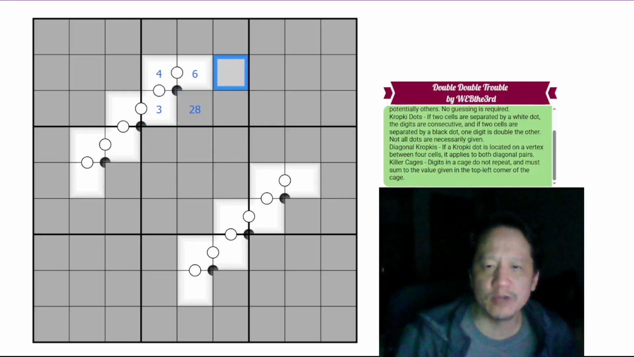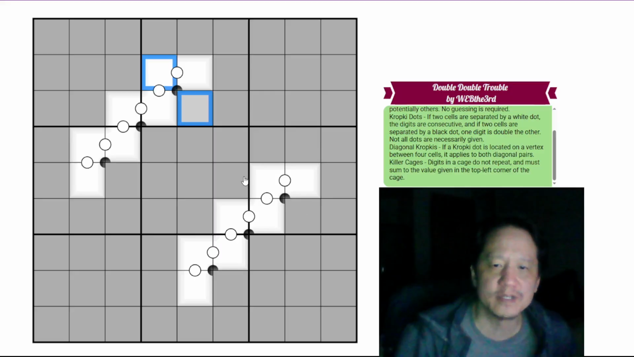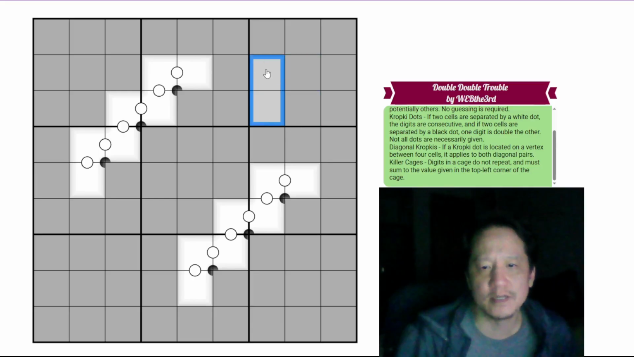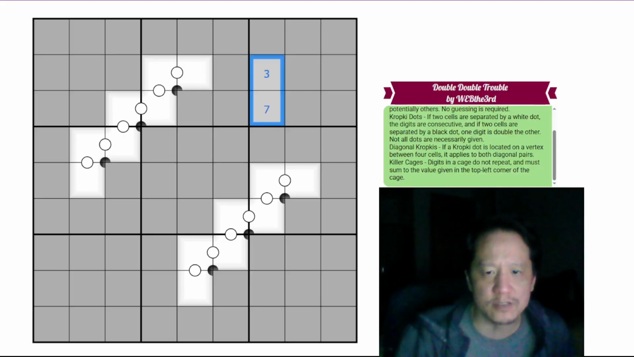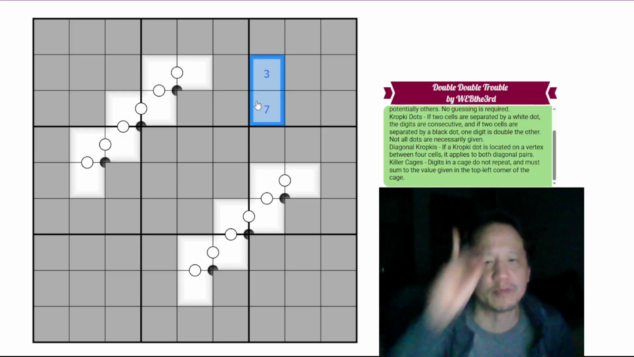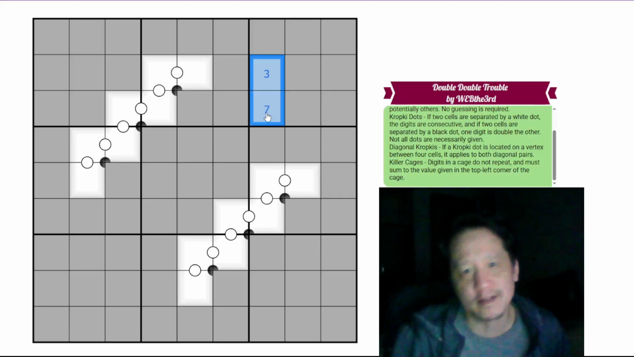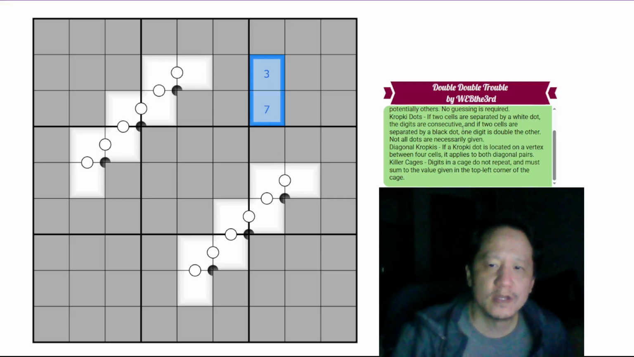And finally, we have a killer cage, where digits in a cage do not repeat and must sum to the value given in the top left corner of the cage. We don't know where the cage is, but say we had a cage here and there was a 10 in the upper left-hand corner. Then if you had a 3 here, this would have to be 7, because these digits would have to add up to 10. Anyways, those are all the rules.